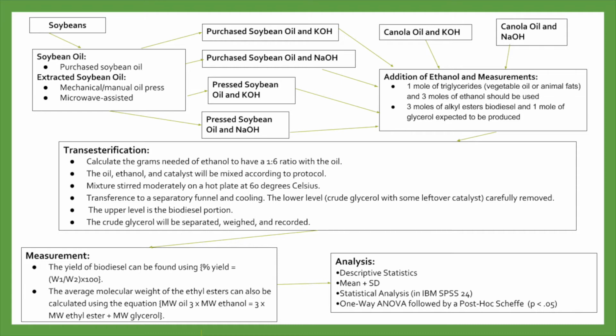The 6 experimental groups will thus be canola oil, purchased soybean oil, and soybean oil from microwave-assisted extraction or manual extraction tested with NaOH and KOH each. The volume yielded will be measured and compared against one another.